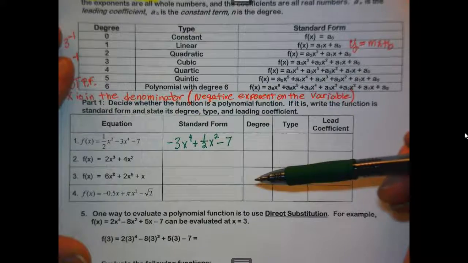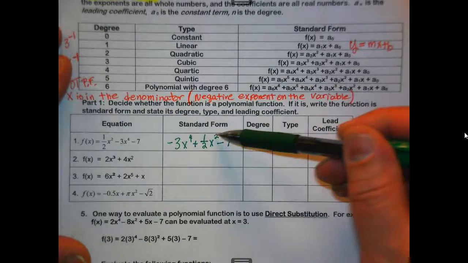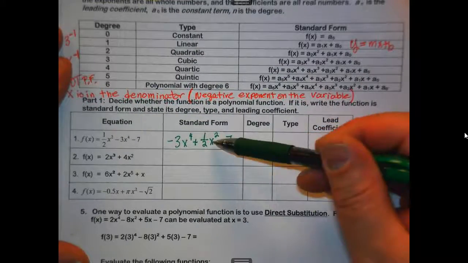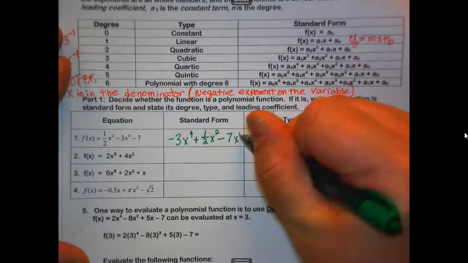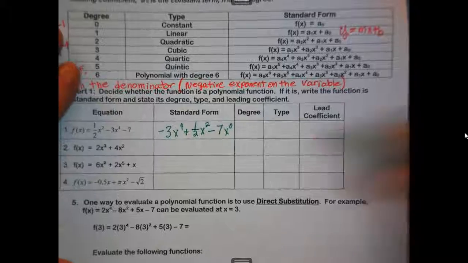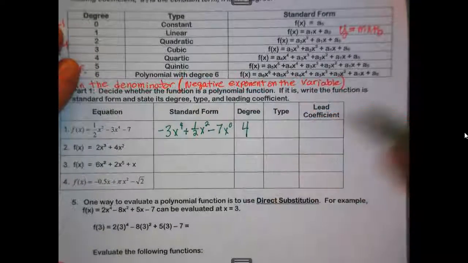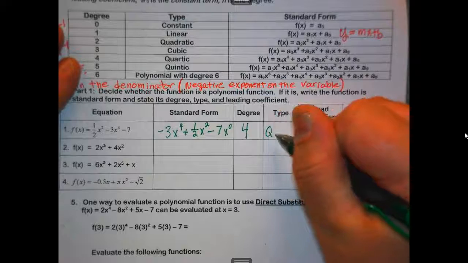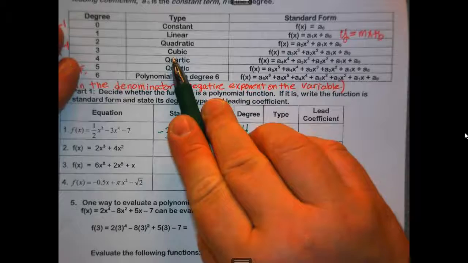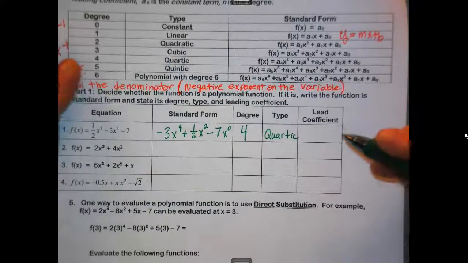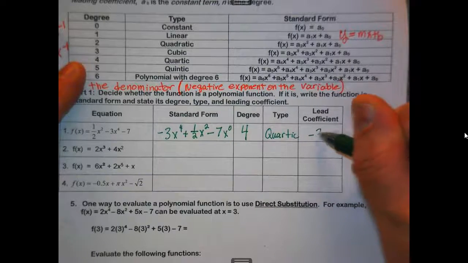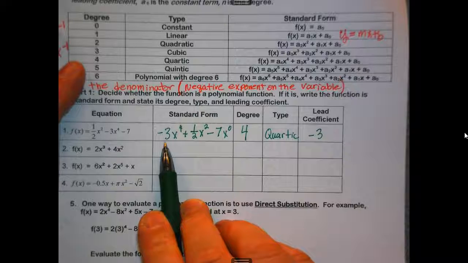Sorry, because it goes from highest degree to lowest degree: x to the 4th, x squared, and actually this is x to the 0. We just don't put it there. It's degree 4, and what's that called? Quartic. Degree 4 is quartic. And what's my leading coefficient? Negative 3, right? This is the leading coefficient here.